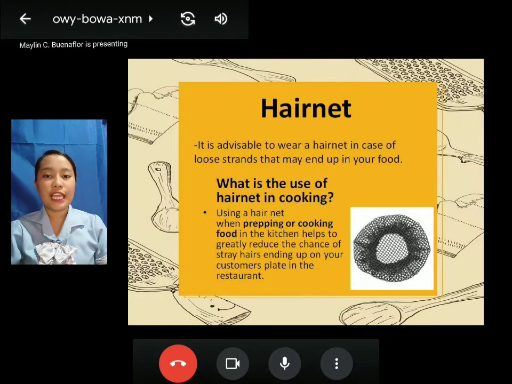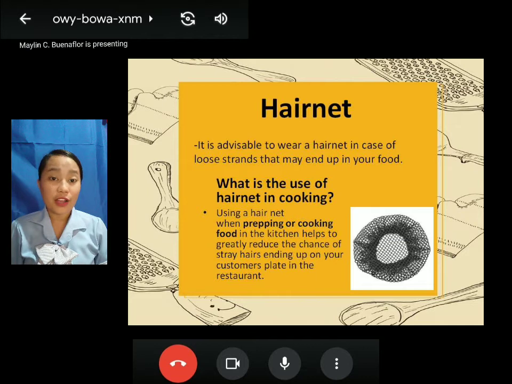Okay, now let's begin with the hairnet. So, a hairnet is advisable to wear, most especially when we are in the kitchen, because sometimes some strands of our hair may possibly come loose and end up in our food. We all know that our hair is one of the dirtiest parts of our body, right? Because it is exposed outside, and that's the reason why we need to tie our hair while we are in the kitchen, most especially if we are serving food.